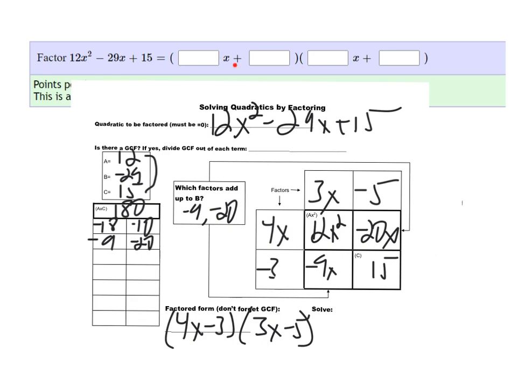So I guess what I would try to make my open math happy is, let's try 3x minus 5 and 4x minus 3. Notice I didn't include the x's because the problem has an x in it. And that's how I would try to get that right that way. Hope that helps.